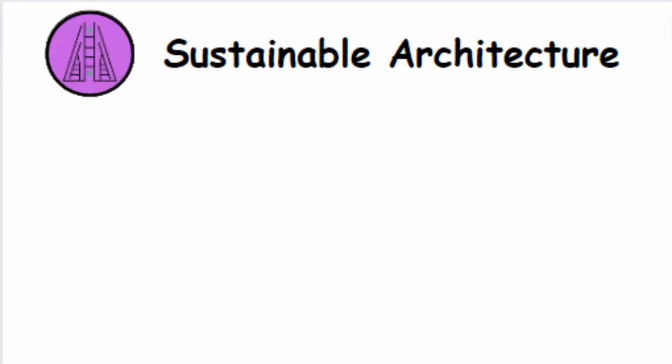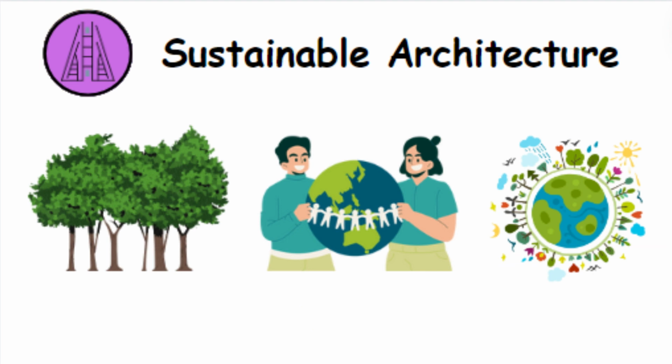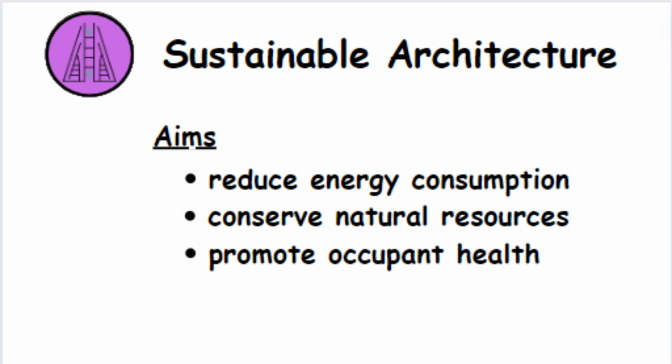Sustainable architecture. With a growing awareness of environmental issues, sustainable architecture focuses on minimizing the ecological footprint of buildings through environmentally sensitive design strategies and practices. Sustainable buildings aim to reduce energy consumption, conserve natural resources, and promote occupant health and well-being.